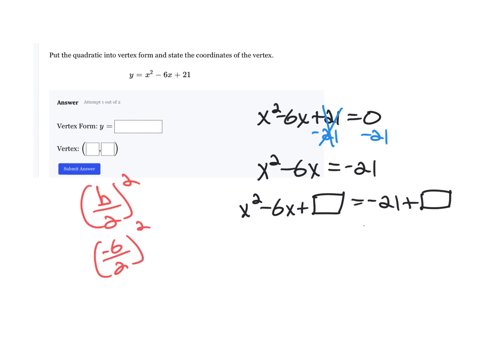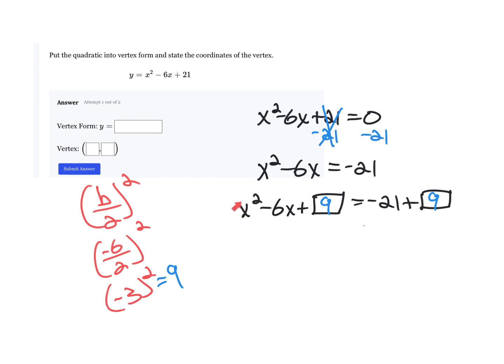So if we plug in a negative 6 and we take half of it, and then we square it, negative 6 divided by 2 is negative 3. So we have negative 3, and then we square it. Well, when you square a negative 3, you get positive 9. So we're adding 9 to both sides of the equation. Because I added 9 to both sides, I keep it equal.